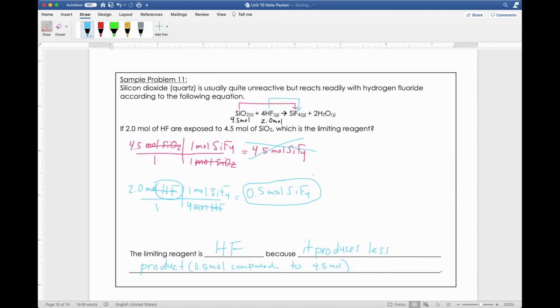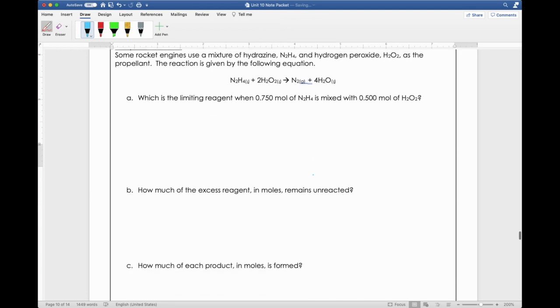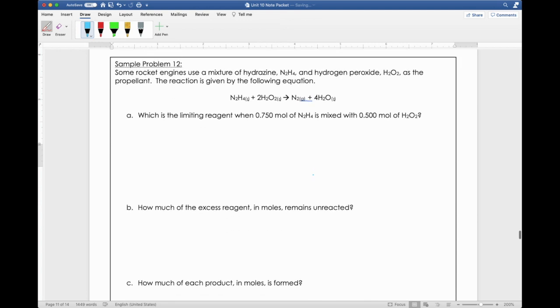11 is finished. Let's go ahead and try sample problem 12. A little bit more complex here. Some rocket engines use a mixture of hydrazine and hydrogen peroxide as the propellant. The reaction is given by the following equation, balanced, good for us. Which is the limiting reagent when 0.750 moles of hydrazine is mixed with 0.5 moles of peroxide? We want to know which is the limiting reagent.